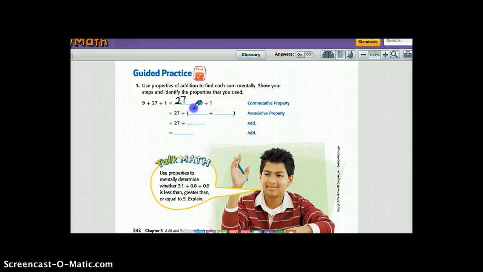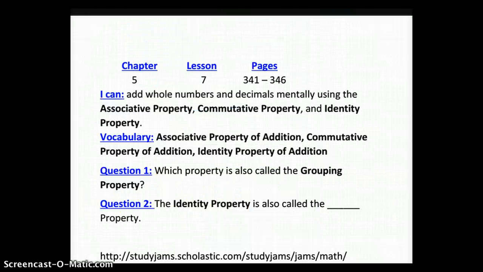So I'm going to put 9 and 1 together, grouped together, so that I could just add those mentally and know 9 plus 1 is 10. Then it's easier for me to think of 27 plus 10, rather than trying to figure out 27 plus 9, then plus 1. So 27 plus 10 is 37, and that was much easier for me to do once I did the commutative and then associative property. All right, so look back at these two questions and answer them in the form. I think you can easily answer both of these questions if you look back in the video for help.